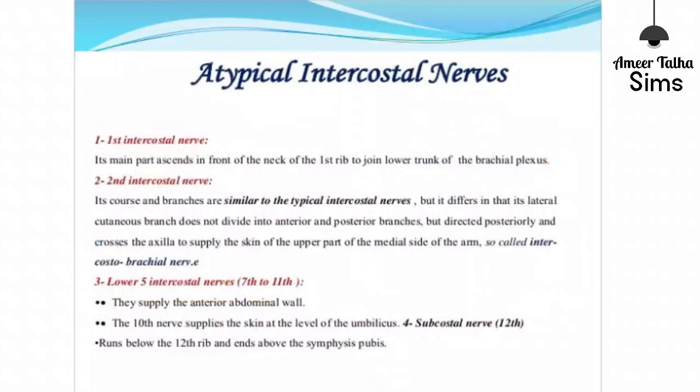Next, we will talk about atypical intercostal nerves. The first intercostal nerve participates in the brachial plexus, T1. The second intercostal nerve is similar to the typical nerves, but the lateral cutaneous branch does not divide into anterior and posterior branches.